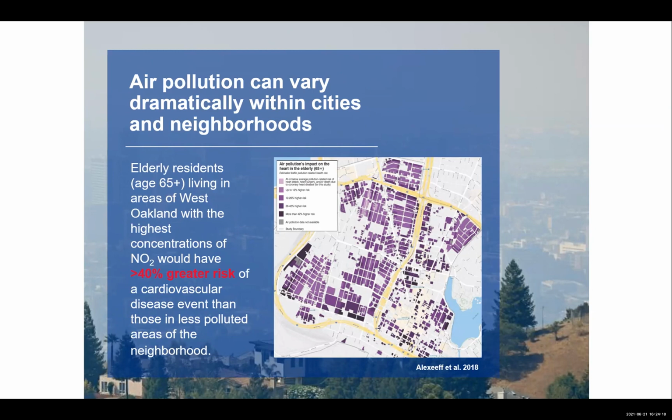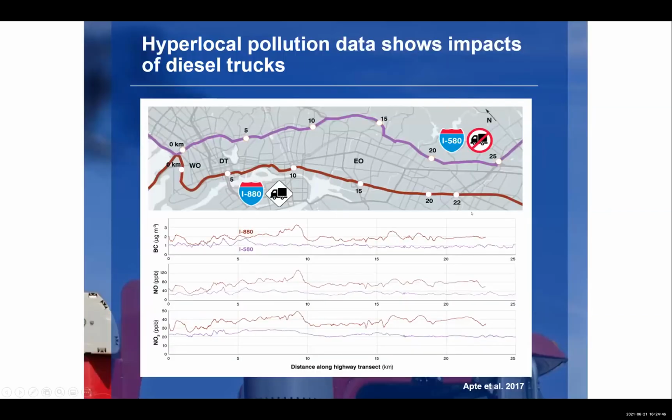That data demonstrated that elderly residents, so those are individuals that are 65 or older, were exposed to higher levels of nitrogen dioxide and black carbon in the immediate vicinity of their home. And it was equivalent actually to a history of smoking. Again, a 40% greater risk of a cardiovascular disease event than those in less polluted areas of the actual neighborhood.